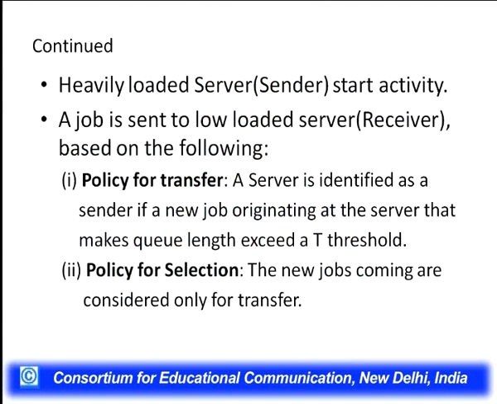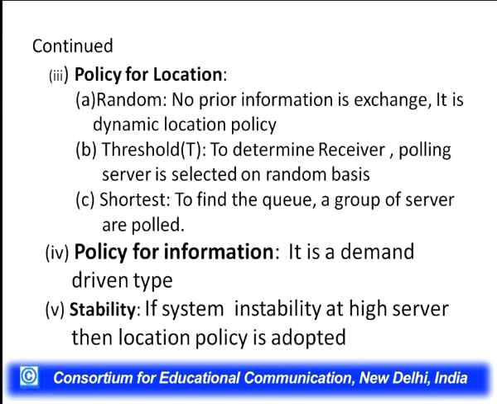So a server is identified as a sender if a new job originated at the server makes the queue length exceed a threshold T. And another policy is the policy for selection. The new jobs coming in are considered only for the transfer. So this is the policy for the transfer, and the policy for selection is considered when a job is transferred from the sender to the low loaded server.